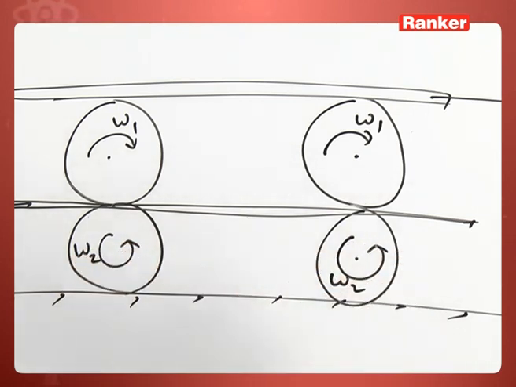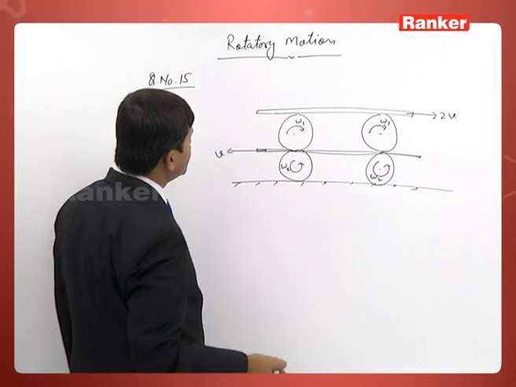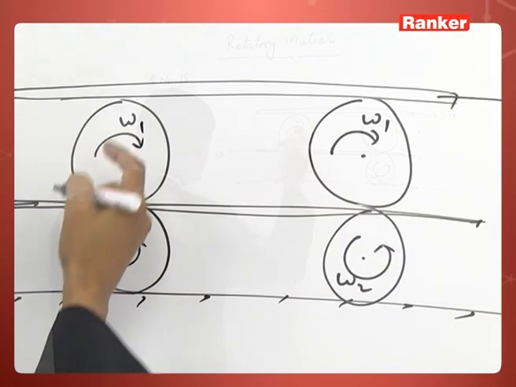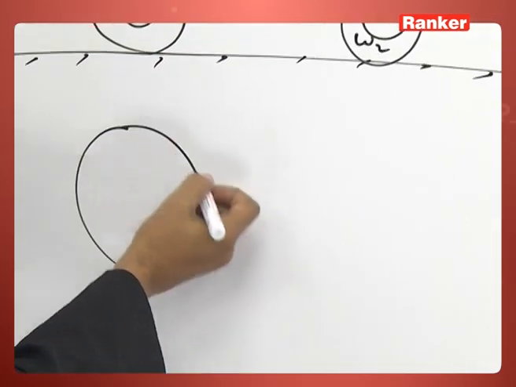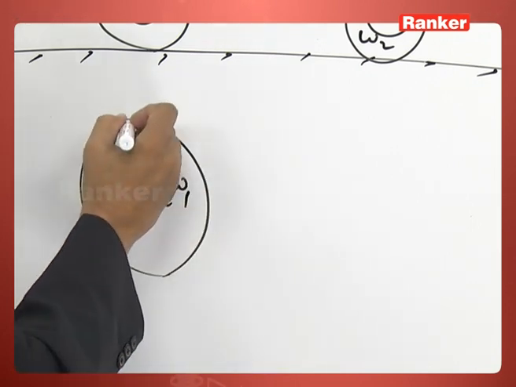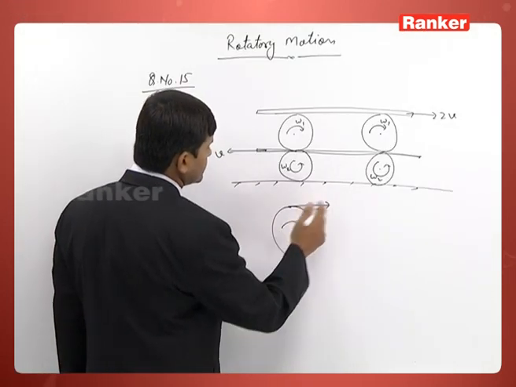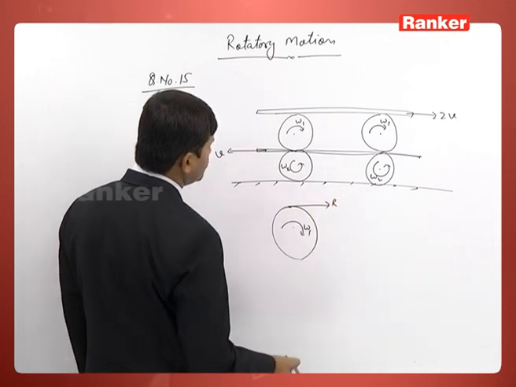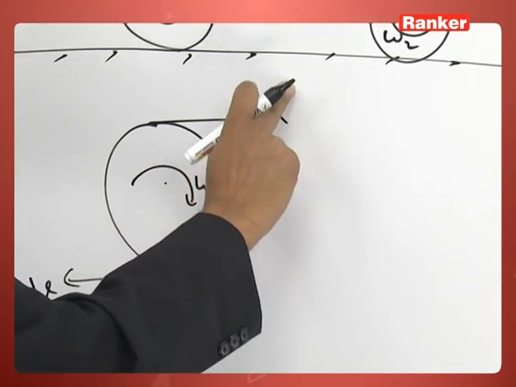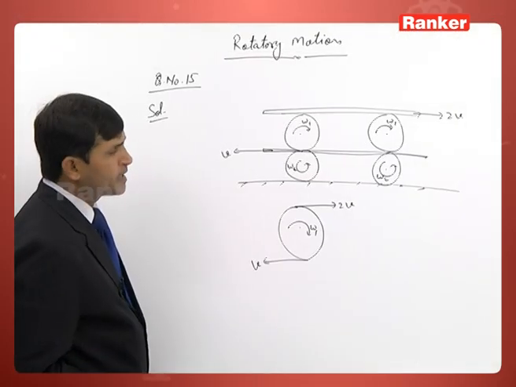See, first of all, this topmost point has velocity V. So the velocity of point of contact, if I am talking about the upper cylinder, this point has velocity V and this point has velocity 2V as per this. See the meaning of this.